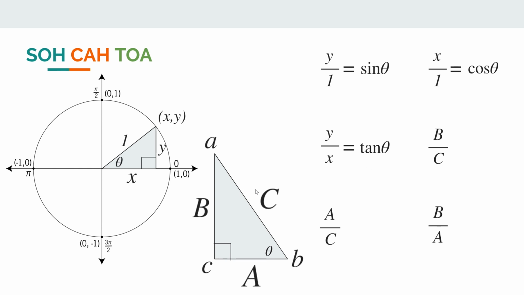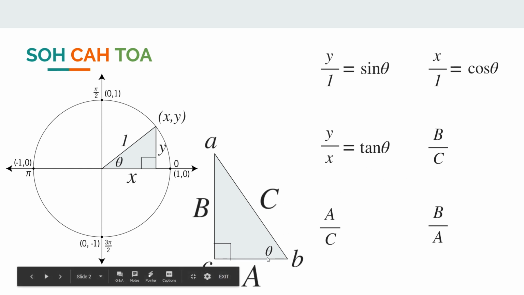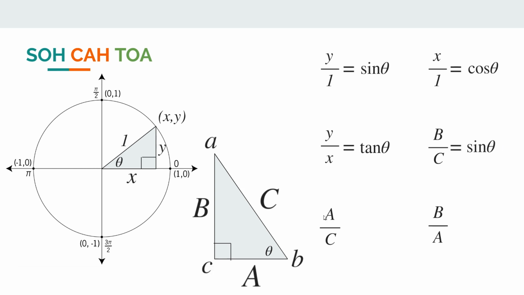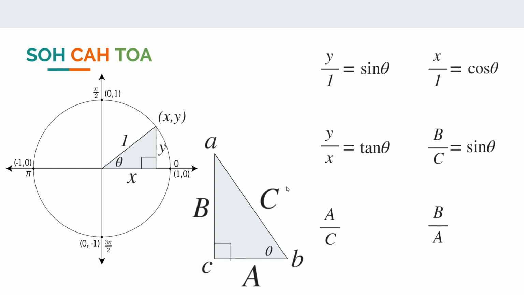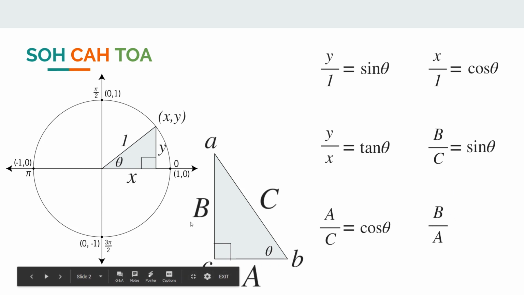For our next expression, we have b over c. So that is referring to this triangle since it has sides b and c. And we have theta right here. And b is the opposite of theta, and c is the hypotenuse. So opposite over hypotenuse is sine of theta, and we have a over c. A is adjacent to theta, and c is the hypotenuse. So adjacent over hypotenuse is cosine of theta, and lastly, b over a is just the opposite over the adjacent. So opposite over adjacent is tangent of theta.